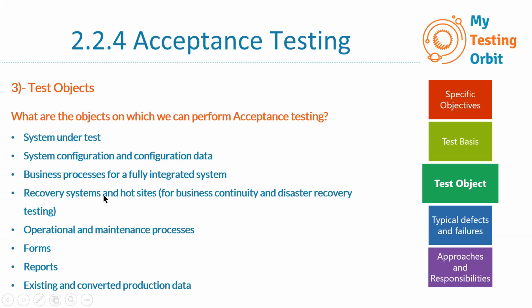Then recovery systems and hot sites for business continuity and disaster recovery testing. Business continuity is also known as BC, and disaster recovery as DR. This means that in case there is a disaster, how would the recovery be done and how will the business continue to operate. I already gave the example of the current situation where we are not able to work in our usual offices, but we are working from home, and still the business is continuing.